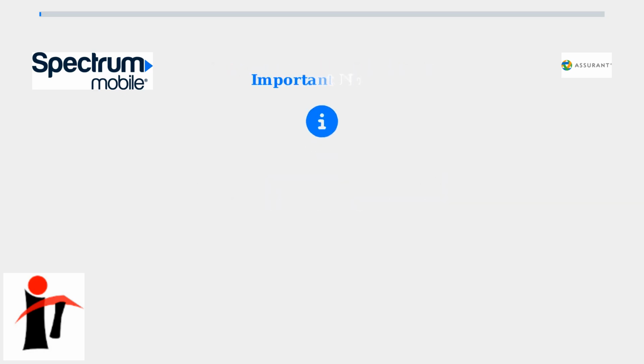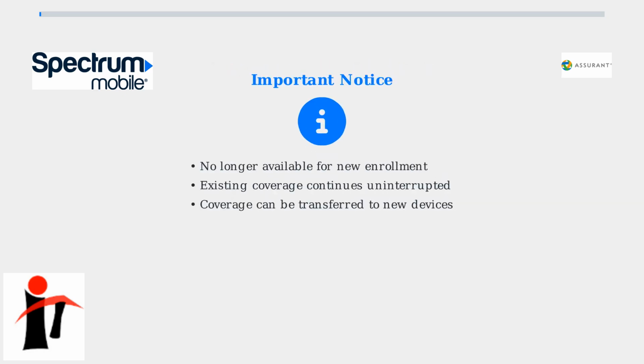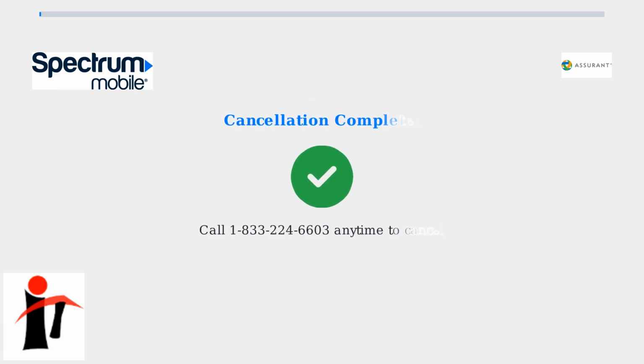Important notice: the Spectrum Mobile Protection Plan is no longer available for new enrollment as of September 2025. However, if you are already enrolled, your coverage will not be interrupted, and you can transfer coverage if you buy a new device. That's the complete process for canceling your Spectrum Mobile Protection Plan. Remember, you can cancel at any time by calling customer service, and you may be eligible for refunds on unused coverage.